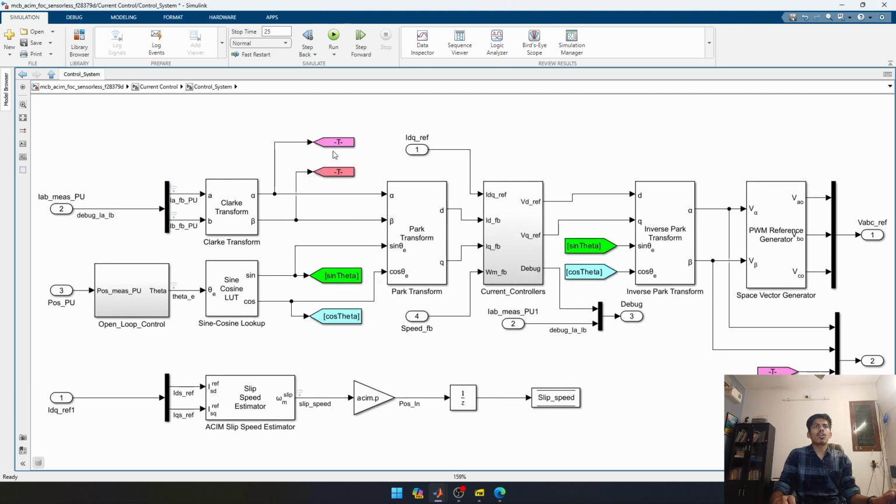If I go into that, you can see the measured currents which we measured from the ADC are transformed to the alpha beta frame by using the Clarke transform block. We are taking two currents, I alpha and I beta, which are the transformed versions of IA and IB, which are in the stator frame. We are converting them to the alpha beta frame.